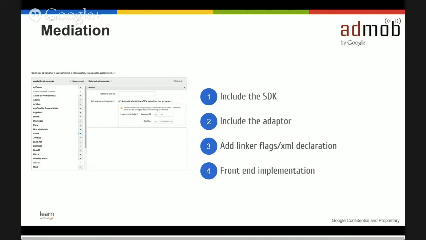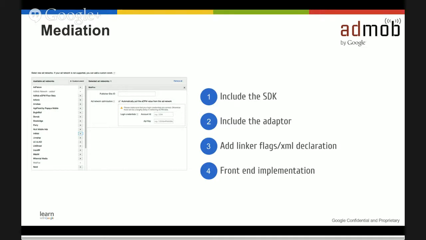Finally, I just want to touch on some points about mediation. This is the ability to pull in other networks in AdMob, and as I said, Daniele will be talking more in detail about these sort of things in the next session to follow. But from a technical standpoint, it's fairly simple to implement, as we've worked hard with many of the major networks to work on this. So first of all, you're going to want to include that third-party network's SDK.